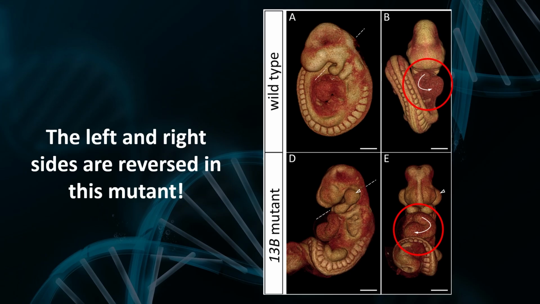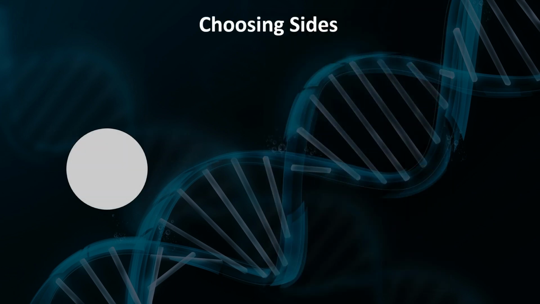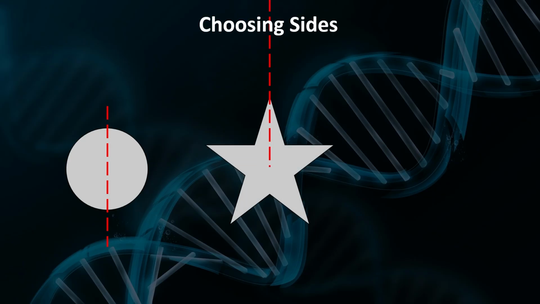Well, what am I talking about, reversed? I'm so glad you asked. If you took this circle and you cut it in half, are both halves the same? Yeah, that's called bilateral symmetry, where both halves are identical. What if you took this star and you cut it in half? Are both halves the same? Yep, the star also has bilateral symmetry.